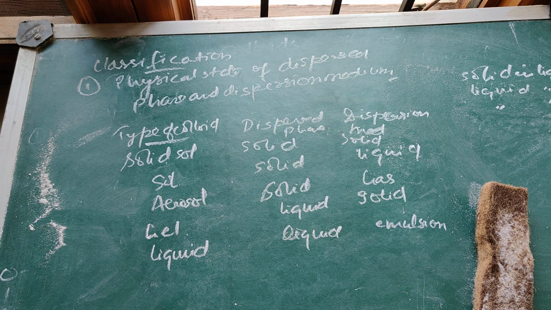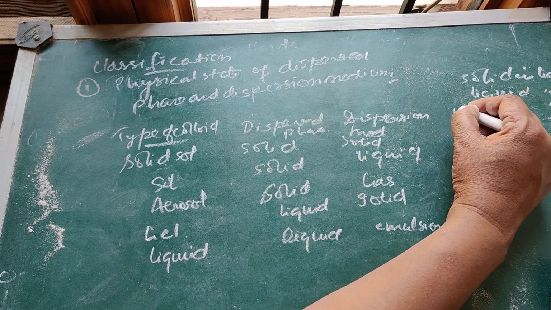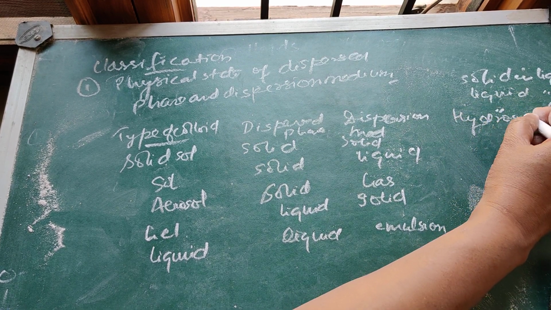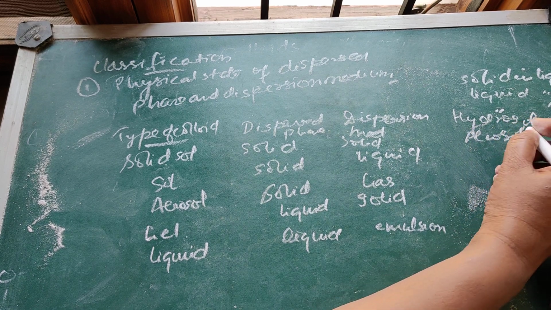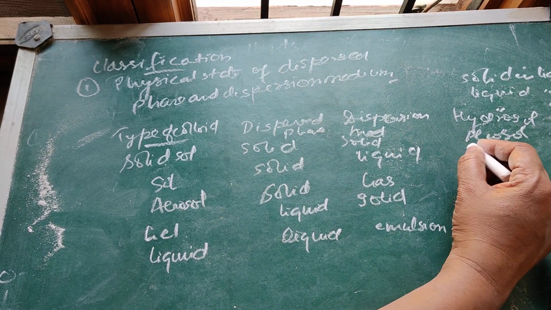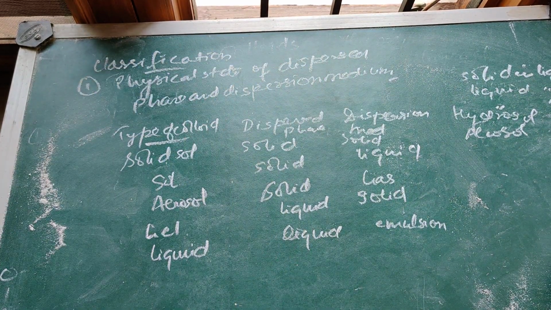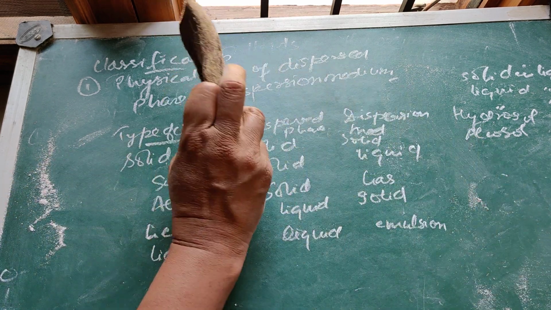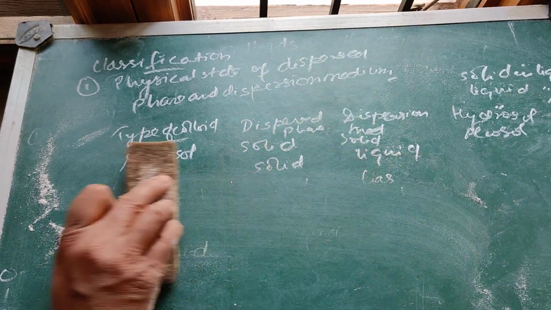Okay, so these are some of the types. Also, if we have water as dispersion medium, then we call it hydrosol. If we have alcohol, then we call it alkosol. If we have benzene, we will call it benzosol. In this way, we can name the colloidal solutions. So this was the classification based on physical state of dispersed phase and the dispersion medium.